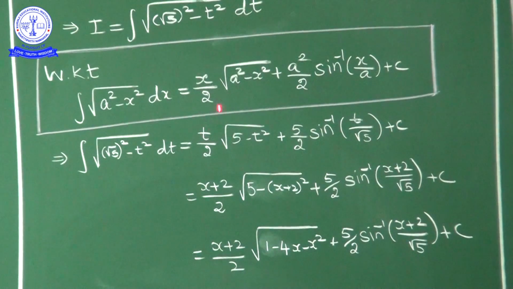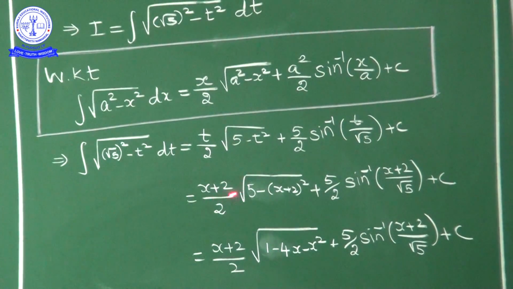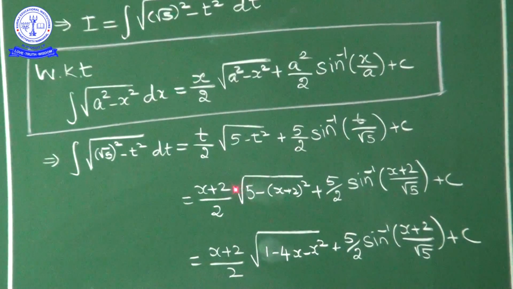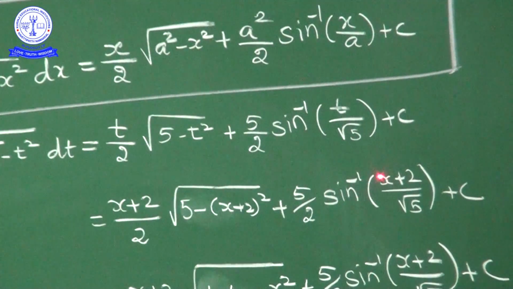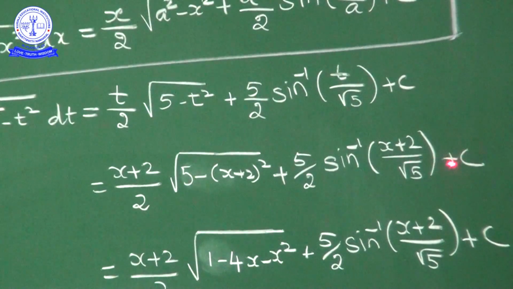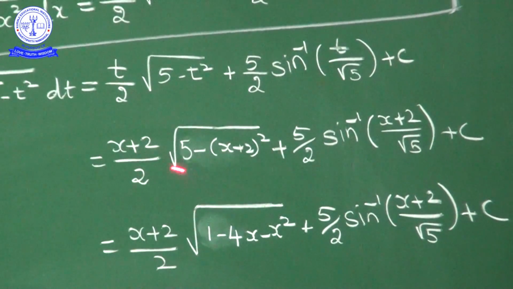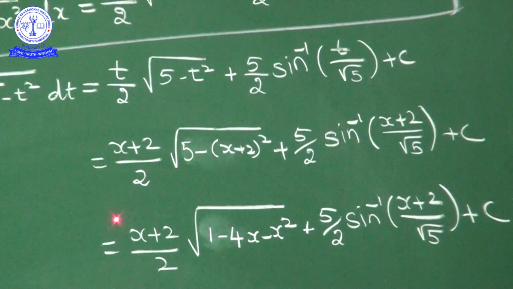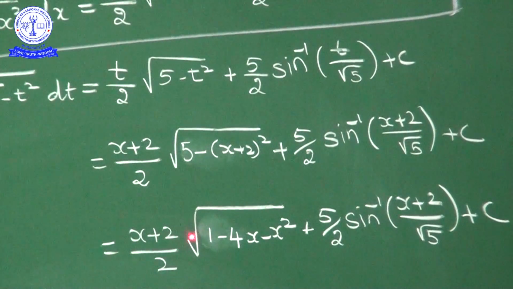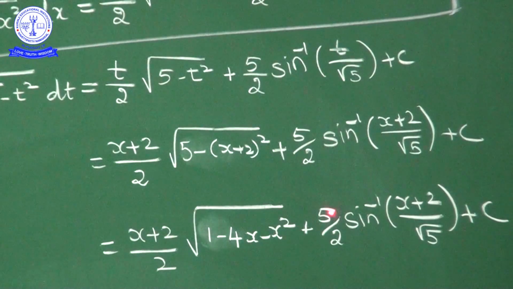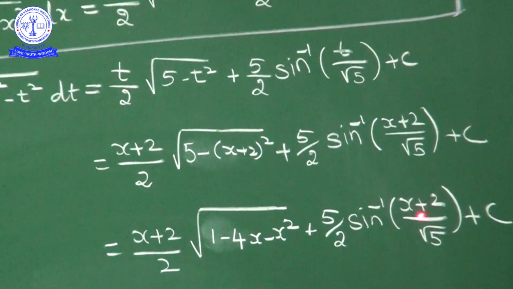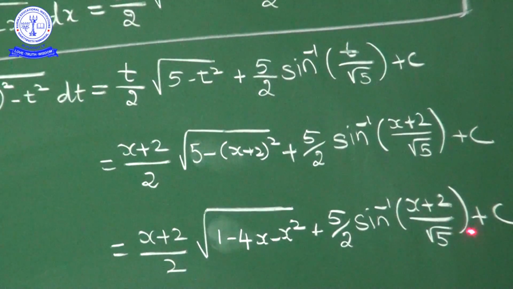So what is t? T is x plus 2, no? So x plus 2 by 2 into square root of 5 minus of (x plus 2) whole square plus 5 by 2 into sin inverse of (x plus 2) upon root 5 plus c. Okay. After simplification we will get the final answer as x plus 2 by 2 into square root of 1 minus 4x minus x square plus 5 by 2 into sin inverse of (x plus 2) upon root 5 plus c.